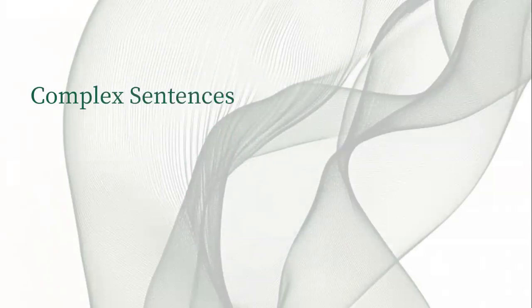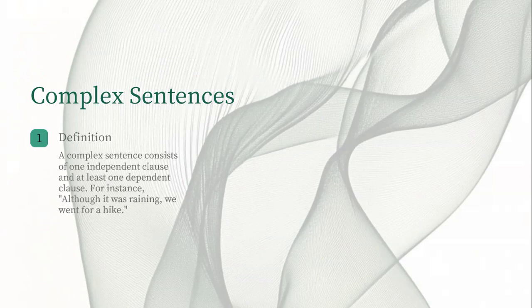Now, let's step into the complex sentences. This type of sentence structure includes one independent clause and at least one dependent clause. This type of sentence structure allows you to show more depth and detail. For example, although it was raining, we went for a hike. The sentence is starting with the conjunction although. That means it's a subordinating conjunction. Although is a very commonly used subordinating conjunction.